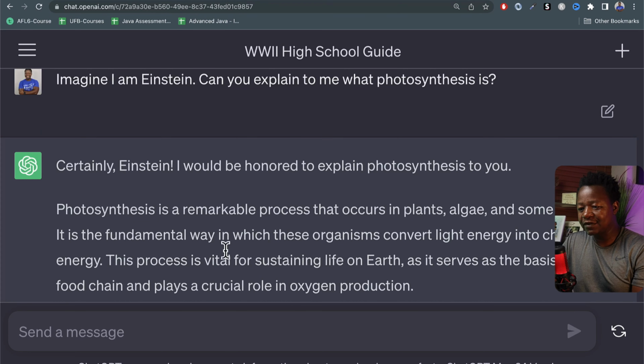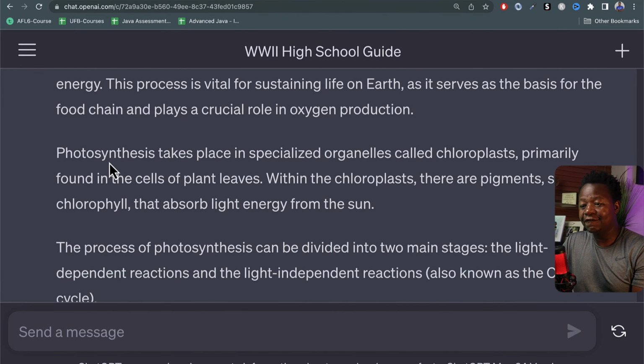Okay, so "certainly, photosynthesis is a remarkable process," blah, blah, blah. And then "photosynthesis takes place in specialized organelles." Organelles. So we're going really deep into the world of botany, I think it's botany, "called chloroplasts." Very, very deep, okay? "Primarily found in cells of plants' leaves. Within the chloroplasts, there are pigments such as chlorophyll that absorb light energy from the sun."